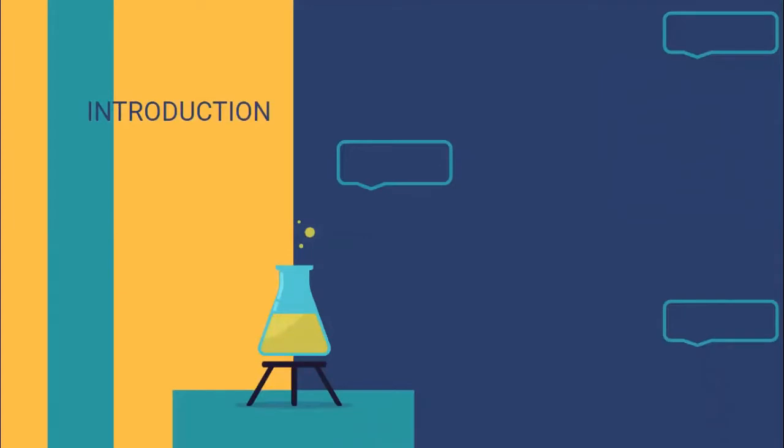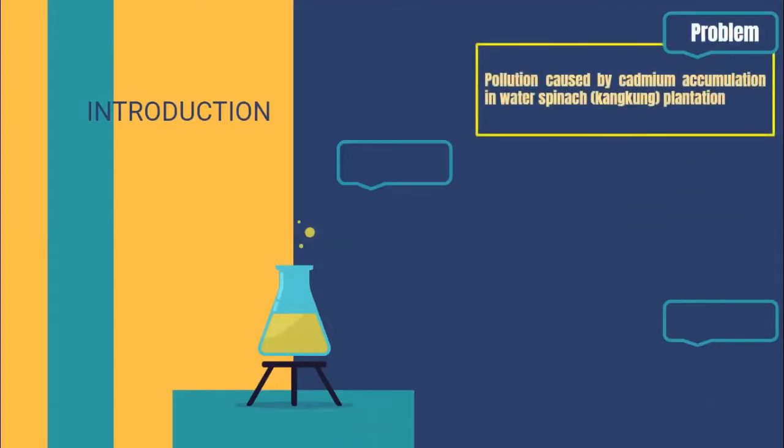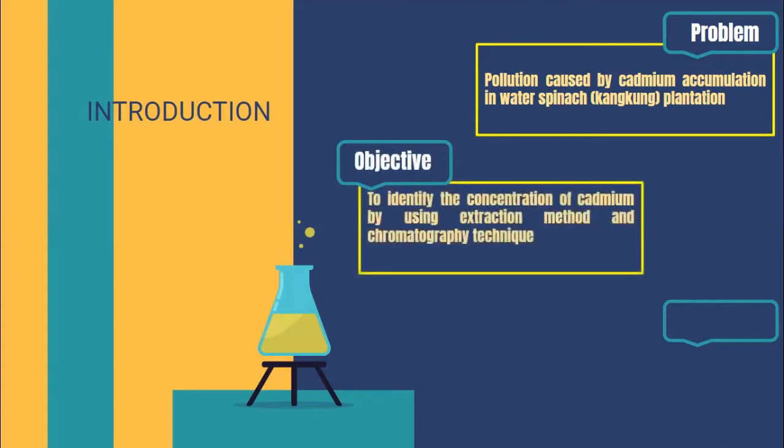So for the introduction part, the problem to be solved is the pollution caused by cadmium accumulation in water spinach or kangkong plantation. The objective of this problem solving is to overcome the pollution problem and to identify the concentration of cadmium by using extraction method and chromatography technique.